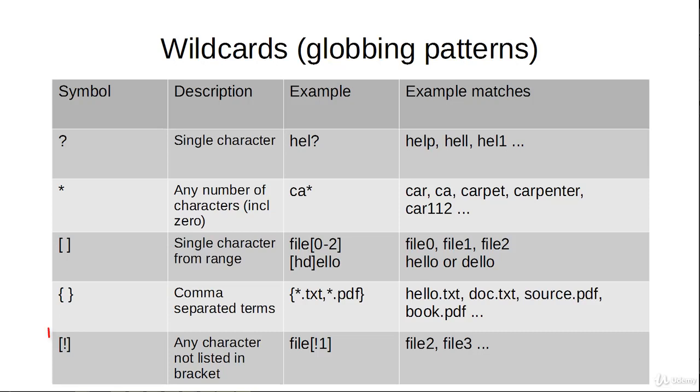The last symbol is the exclamation mark inside square brackets, which means any character not listed in the square brackets. So file[!1] will match file2, file3, but not file1.